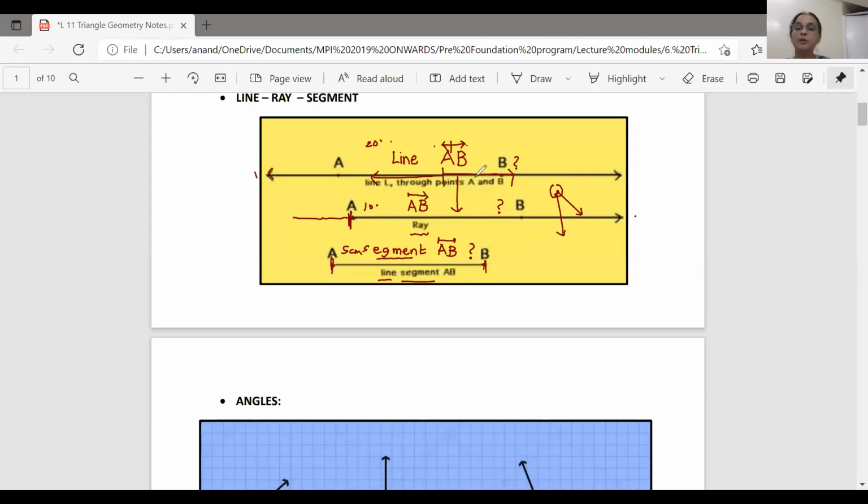Now, let us go to the next term. We have seen what a point is. We have seen what a line is. Now we have seen what a ray is. We have seen what a segment is. I know you must be using these terms, but still.